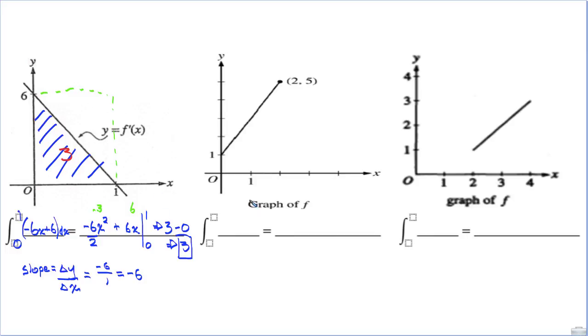All right, moving on. So this guy, always draw a line directly to the x-axis. First step. Next step, go ahead and shade in the area that you're looking for.